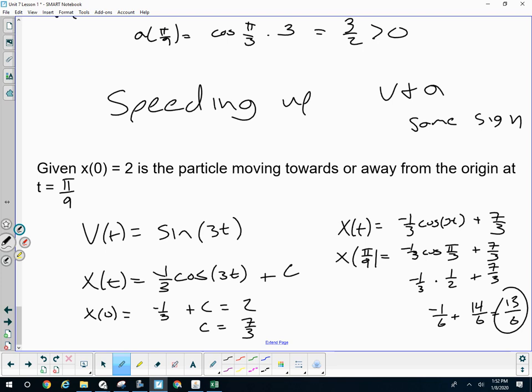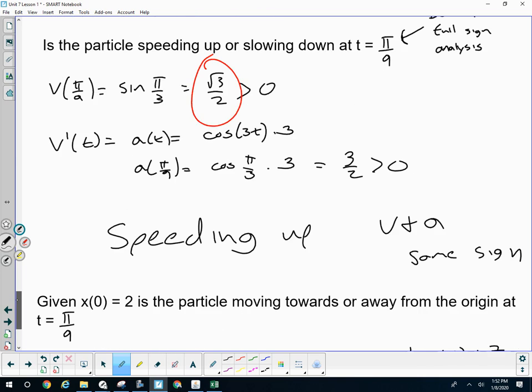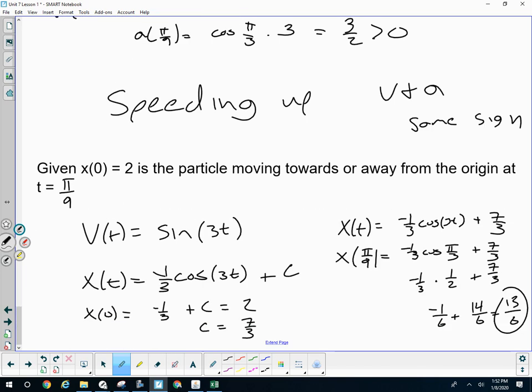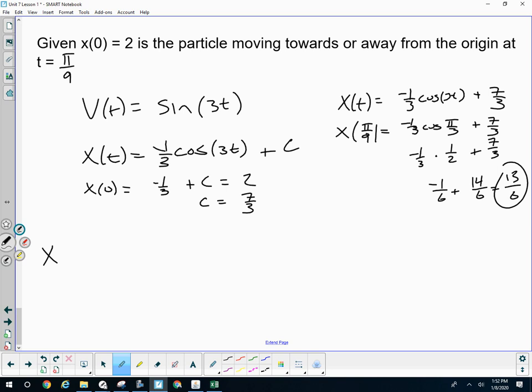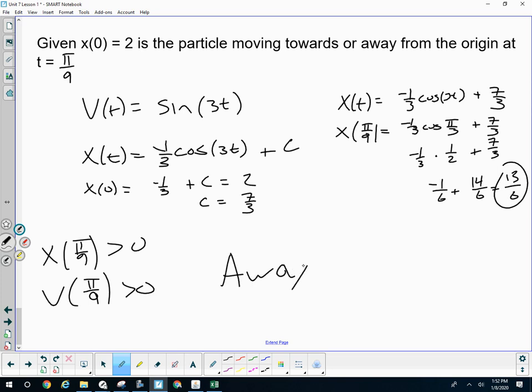My particle is to the right of the origin. My particle is moving right, so I'm moving away. X of pi over 9 is positive. V of pi over 9 is positive. I'm right, moving right, I'm moving away. Okay? I hope we are not intimidated by this stuff. I hope we see that it's really just a review of everything we did in the first semester, just with x, v, and a instead of f prime, f double prime. And that's the purpose of this being the first lesson of the second semester, just to review and get back into the swing of things.